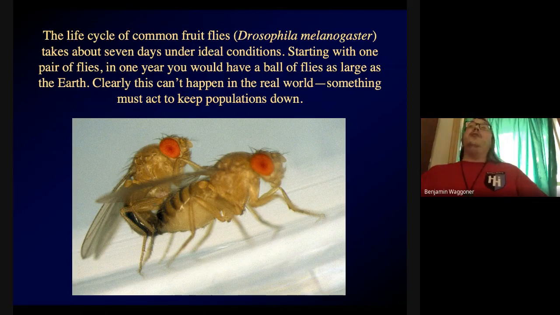It could be starvation. Maybe your kitchen runs out of overripe bananas and you clean it really well so there's no more food for the fruit flies to eat. It could be a lot of things, but something, or usually a combination of factors, is going to act to keep populations down. And this happens in any population, be it fruit flies or elephants.